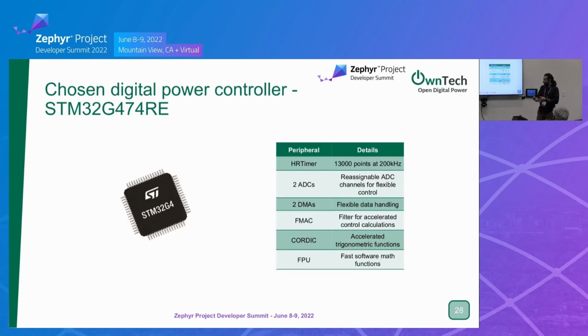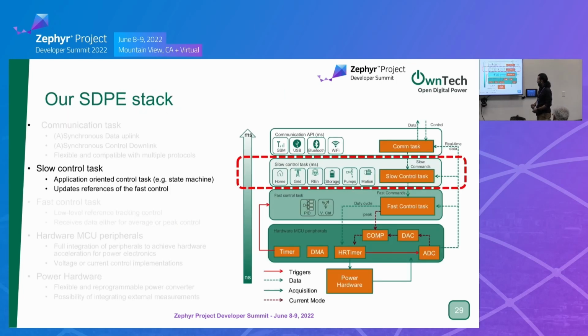So we get to the microcontroller we chose. We chose the STM32G4 because it has a very good HR timer with a very high resolution. We are switching at 200 kilohertz. We have 13,000 points of resolution, which is fine. It means we can control voltages and currents at the milliamps or millivolts level. We have 2 ADCs with reassignable ADC channels, 2 DMAs, an FMAC, a CORDIC for trigonometric functions, and the FPU.